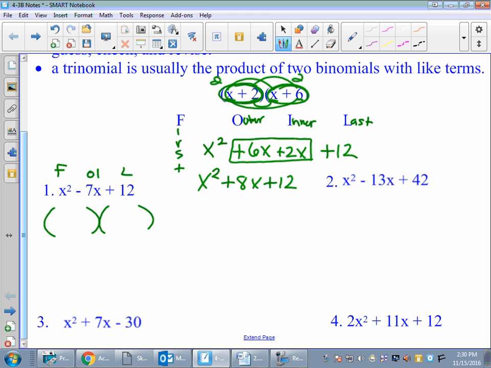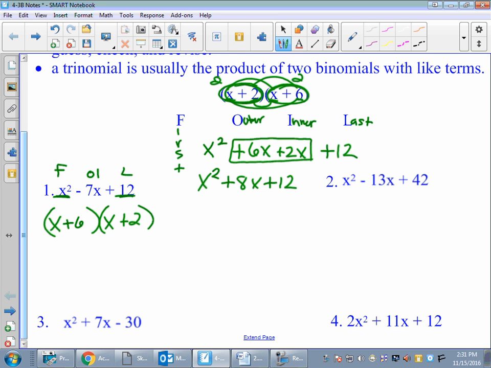So I look at this first term and I say x squared. The way I can get x squared is multiplying an x times an x. That's the only way you can get a positive x squared. To get a positive 12, there's a couple different things that I could multiply. So I'm going to guess 6 and 2. If I put a positive 6 here and a positive 2, I get 12 when I FOIL. But when I check my outer and inner terms, they don't work.